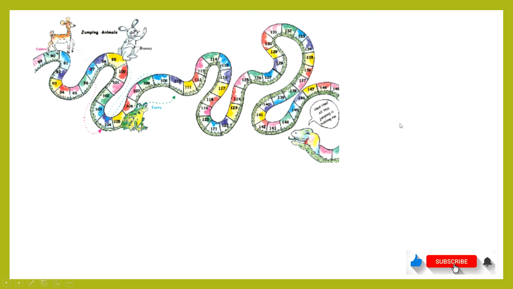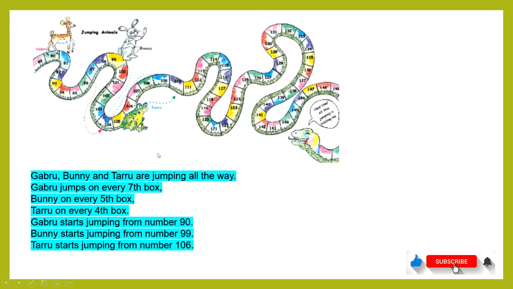This image is taken from the NCERT book and credit goes to the NCERT team for this. Here we have 3 animals: Gabru, Bunny, Taru. There is a name given to each of the animals. These are jumping animals, and here is some detail. Gabru, Bunny and Taru are jumping all the way. Gabru jumps on every 7th box, Bunny jumps on every 5th box, Taru on every 4th box.